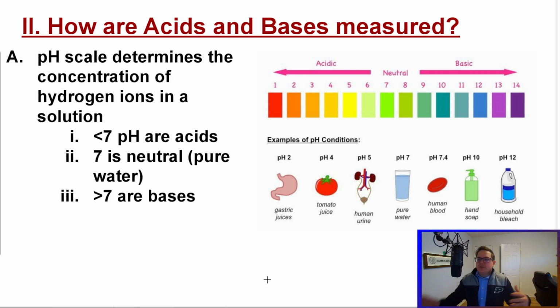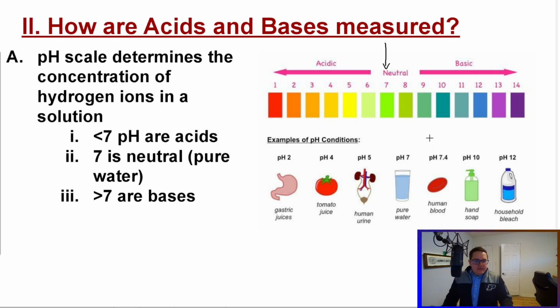So we talked about acids, we talked about bases. What about the scale in between? When we look at acids and bases, we give it a scale of 1 to 14, with 7 being neutral, nothing else going on. Anything less than 7 is acidic, anything more than 7 is considered basic. So you can see now how they're opposite ends of the spectrum.